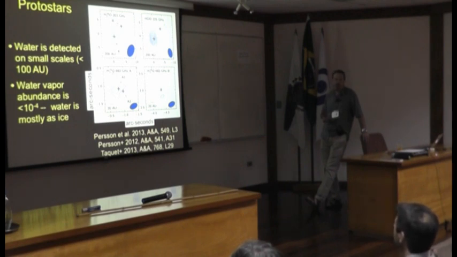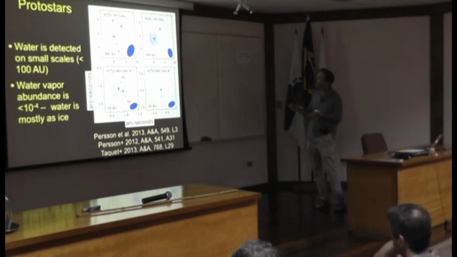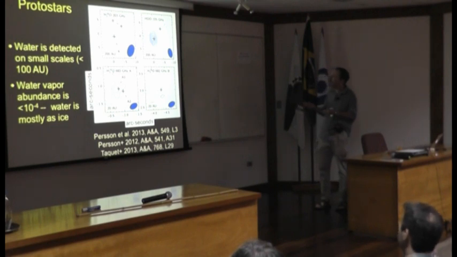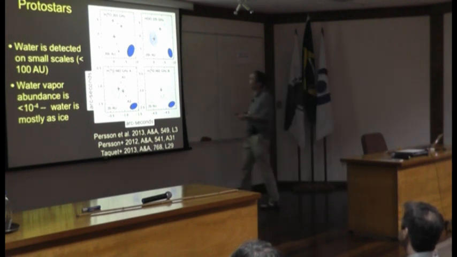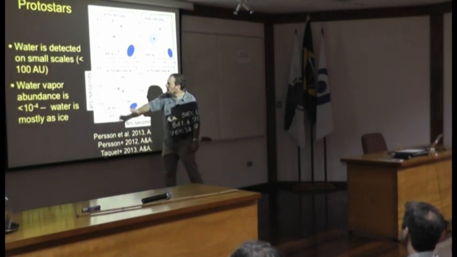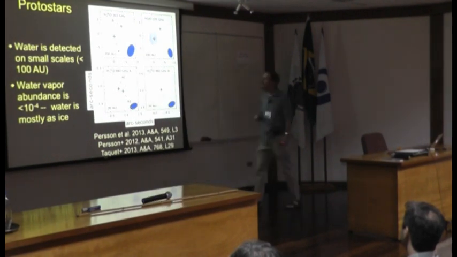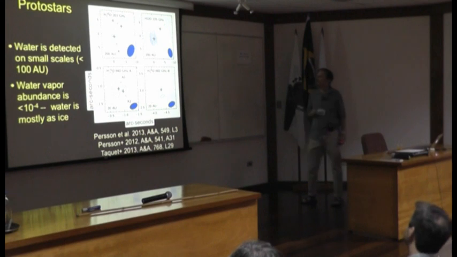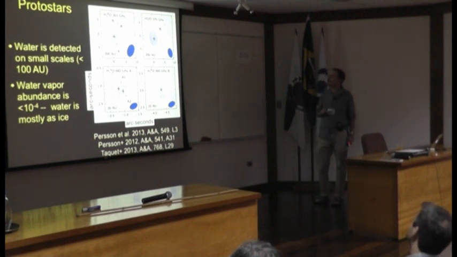So for that we use interferometers. So I showed you the Herschel Space Observatory, that's unresolved. Now we're using the Plateau de Bure here, or this might be the SMA or the Plateau de Bure, I'm not certain. And this is ALMA. Okay? So now we have 200 AU scales or 20 AU scales, and we find that water is indeed detected on very small scales.